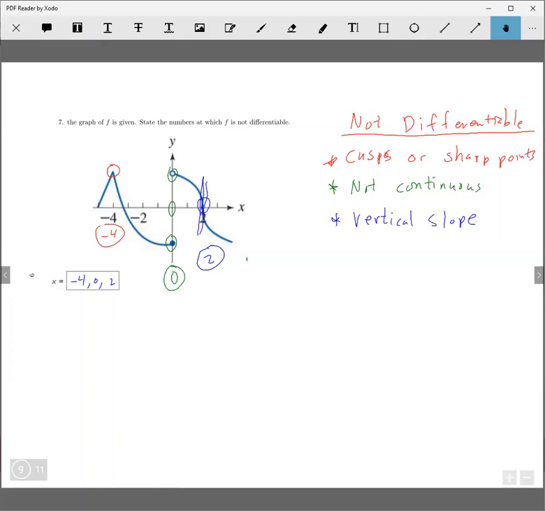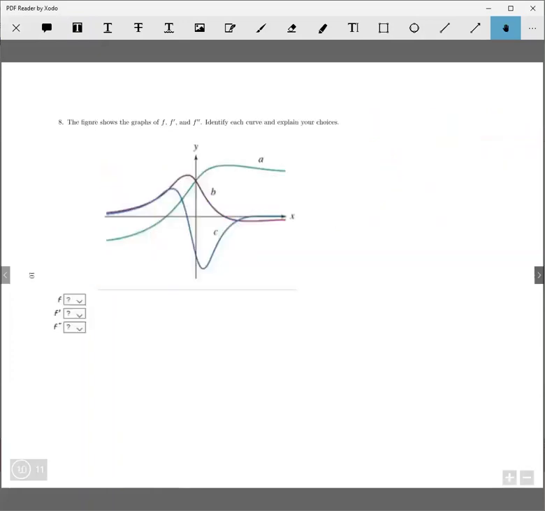Okay, so anyways, let's see here, number 8. Here we have 3 functions, A, B, and C, and one of them is the original, another one is the first derivative of the original, and then the third one is the second derivative of the original. And we're supposed to try to figure out which one is which. So a good place to look would be to say, hey, where?